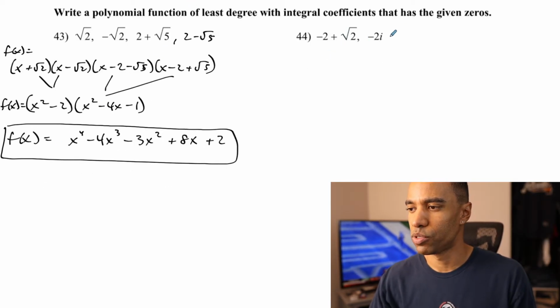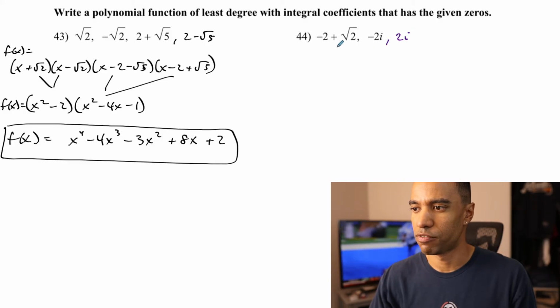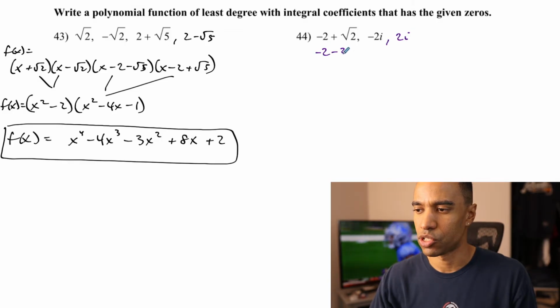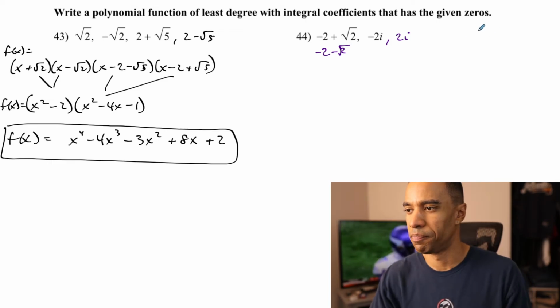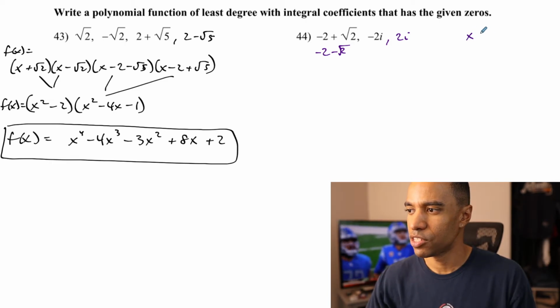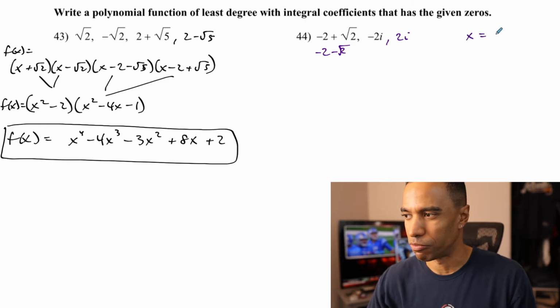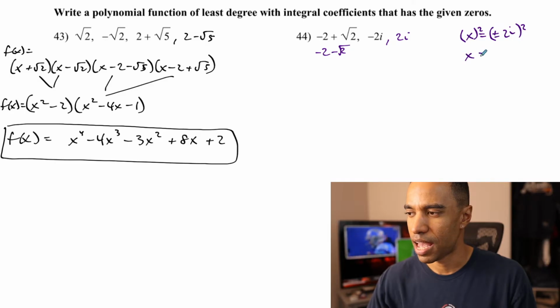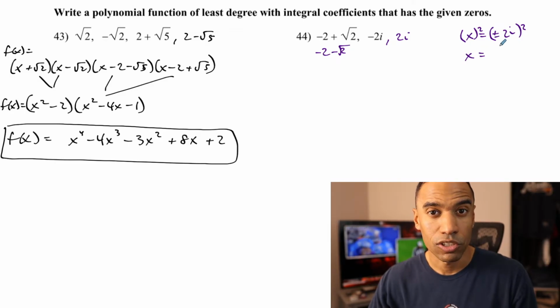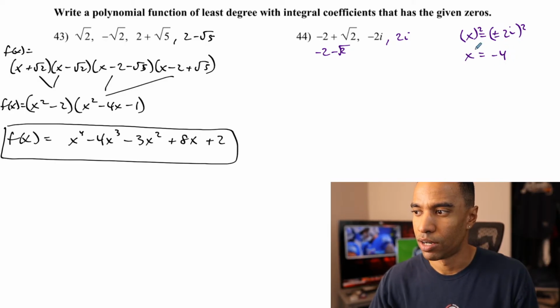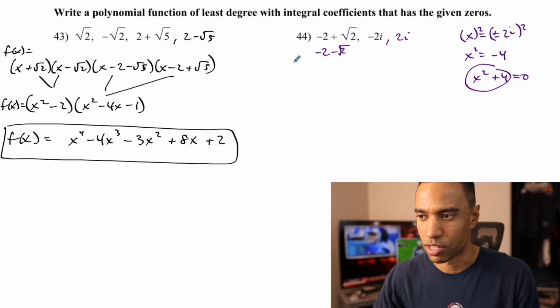Negative 2 plus root 2 and negative 2i. That means positive 2i will be a zero, and negative 2 minus root 2 will be one there. So if x equals, yeah, this is how I'm going to do them from here on out. If x equals plus or minus 2i, we can square both sides. That'll be x squared equals 4i squared, which is negative 4. So x squared plus 4 equals 0. Here's a factor. That's not the answer, that's a factor.